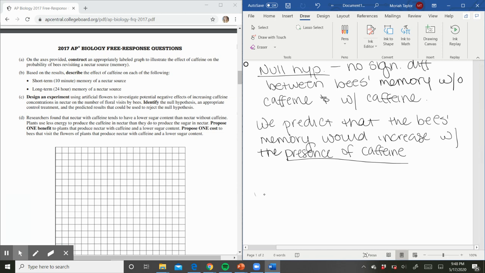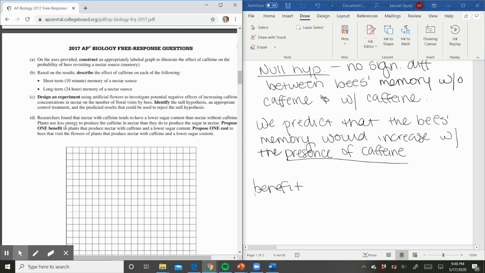So a benefit would be, again, it says that it is less energy, so that is your number one benefit. That it's less costly, or less energetically costly. And your cost would be.